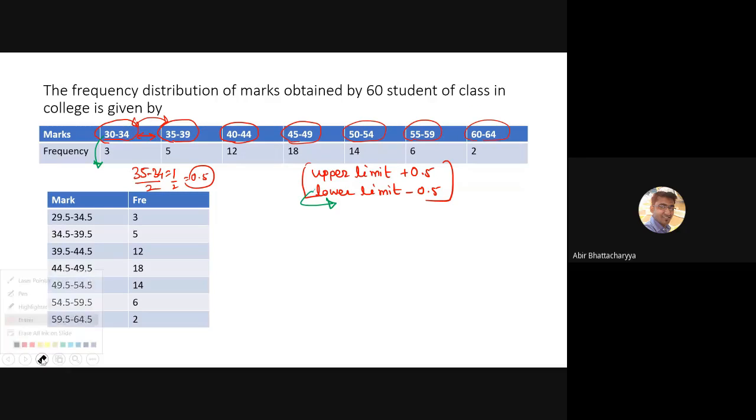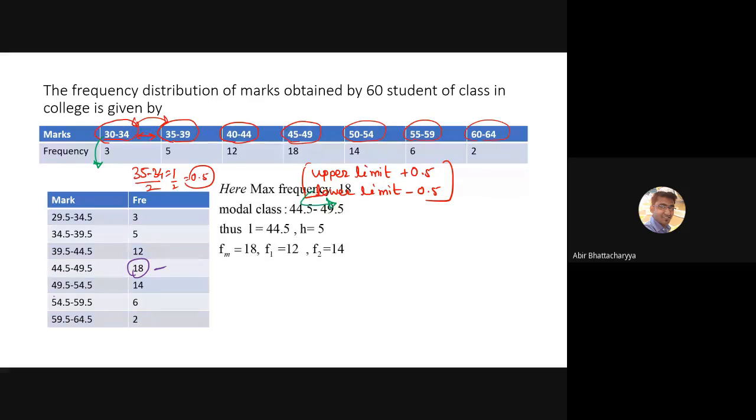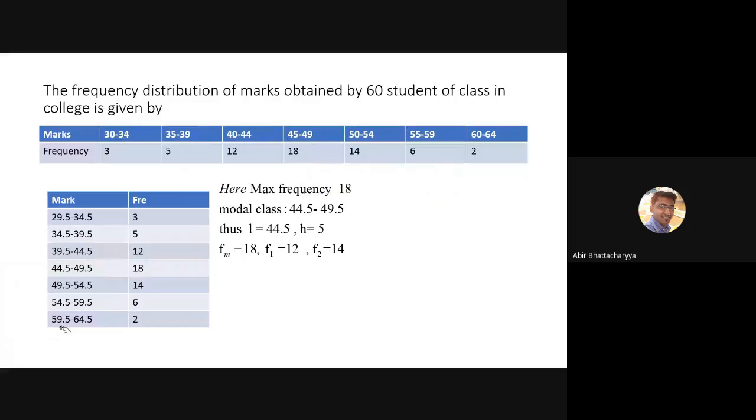Automatically you can easily find the maximum frequency interval, or the modal interval, which is something like this. So 44.5 is your L, and h equals 5, fm equals 18, f1 equals 12, f2 equals 14, and accordingly you'll find the result. So 47.5 is going to be fine.